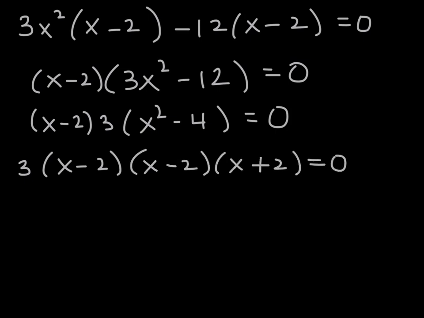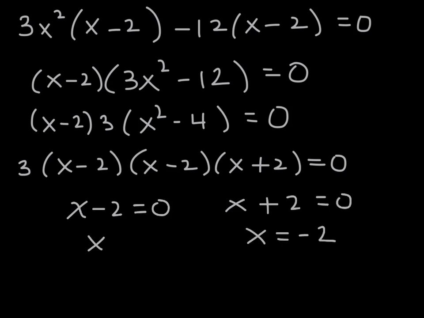So there we have it. Now I'll set each factor equal to 0 and solve. I will not bother to set 3 equal to 0 because that's silly. 3 is not 0. It's not a variable factor. It's a constant factor, so I'll disregard that. Notice that you have 2 copies of x minus 2. I'm not going to set them each equal to 0. I'll just choose one copy only. And then, of course, x plus 2 is a different factor, so I'll set that equal to 0. All right, so when you solve for x, you get 2 and negative 2.